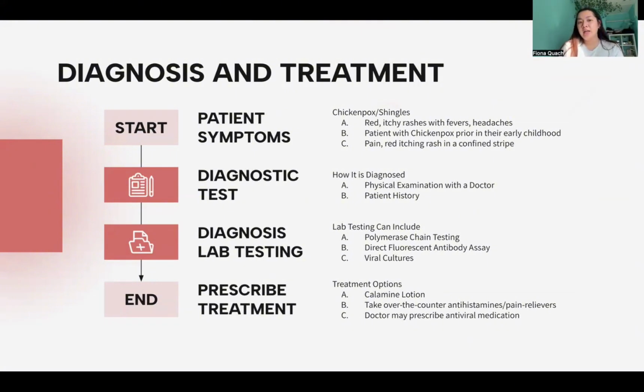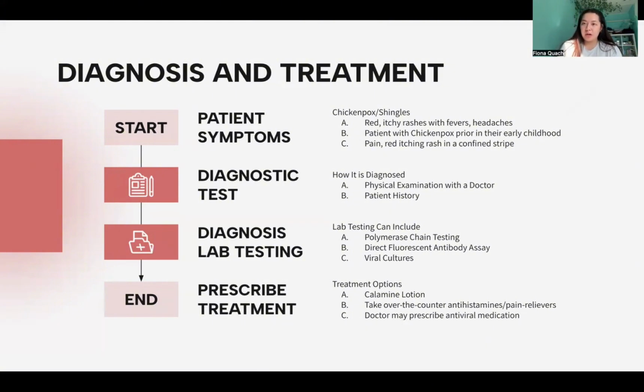That's usually a sign. And once you go to get diagnosed, typically a doctor will be able to tell based on a physical exam if you have chickenpox or shingles. It is a very notable disease with the rashes, so most of the time it can be diagnosed just through a physical exam. But they may also look at patient history, your medical history, records, also lab testing that is available, some diagnostic tests like the polymerase chain test.